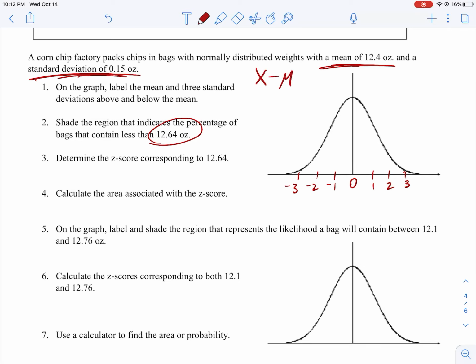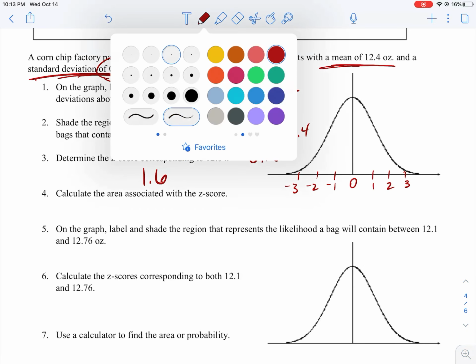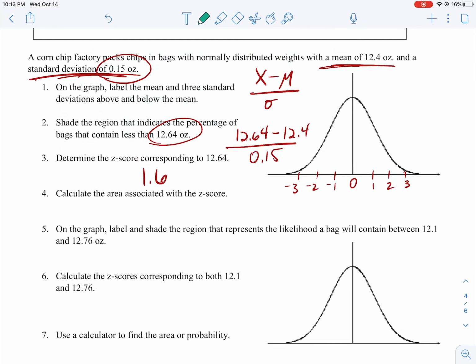So this is where we're going to use that formula, okay? So remember, x is the data point, which is the 12.64. The mean is 12.4. And the standard deviation is 0.15. So when I calculate that out, right, I get 1.6. So my z-score is 1.6. So the next thing I'm going to do is find 1.6 on my graph and mark it. Say it's about right there. And then I have to figure out, do I want in between something, less than, greater than, and this says less than. So I'm looking at all of this area.